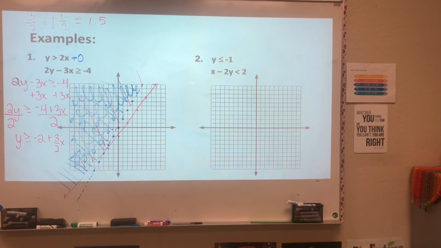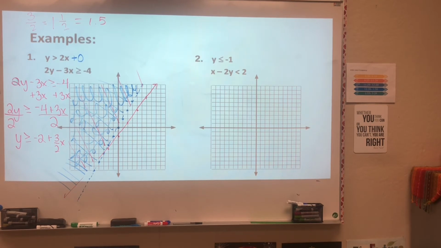I'm curious what you're doing with that first inequality. How did you graph the y is less than or equal to -1? Well, the y-intercept is 0. Why is that? Oh. So the y-intercept is -1 and there's no slope. Okay. So the y-intercept is -1.